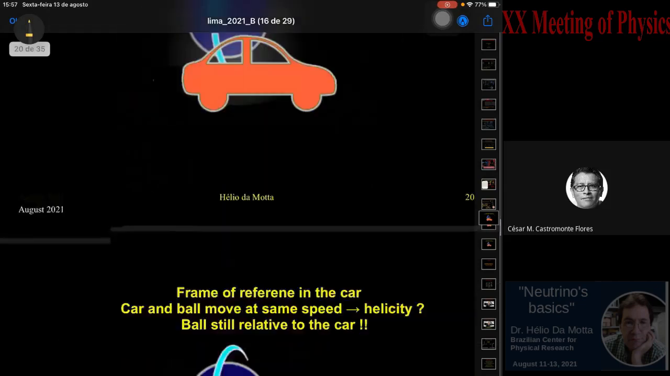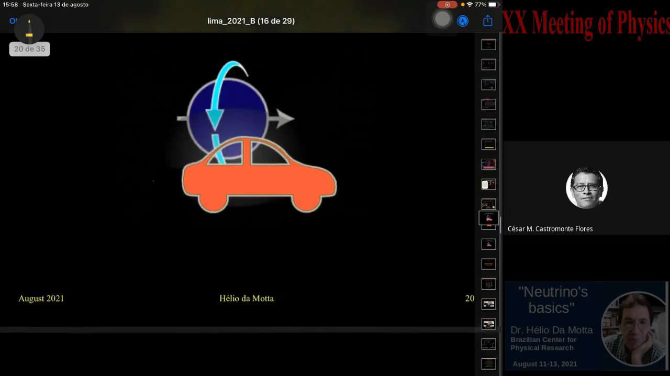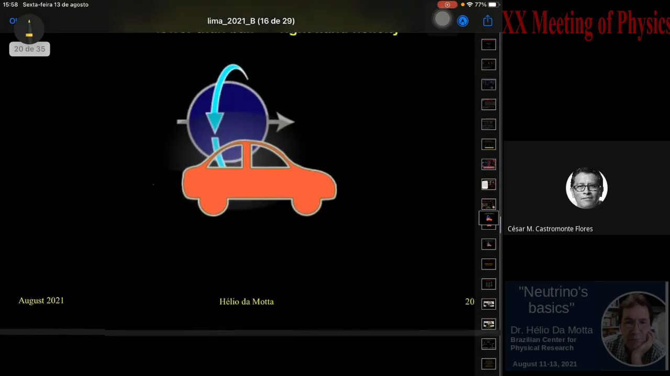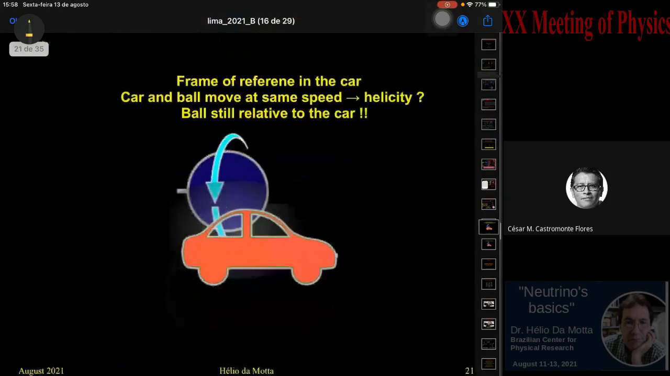However, if the car and the ball are moving at the same speed, from the car's perspective the ball is not moving at all. So we cannot talk about helicity, because the spinning of the ball is not in the direction of movement of the ball, because the ball is not going anywhere, according to the car. For the car, the ball is still. So it is the same situation here, but since the car is going slower, the car sees the ball as right hand. The helicity is right hand. Here, the car does not see any helicity. The ball is not moving.